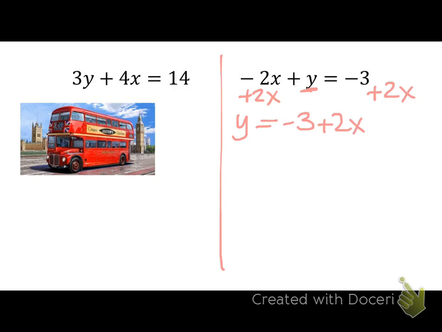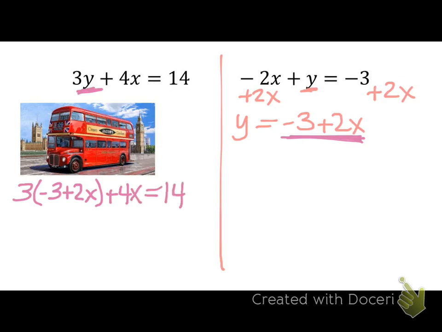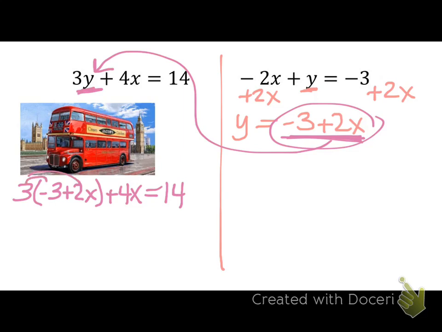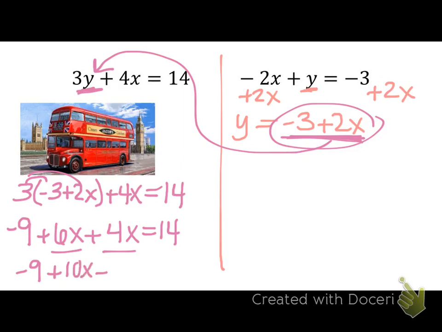Well, now I have a term isolated. So let's represent this in for my y right here. And whenever we do this, we're going to put it in parentheses, because that 3 has to distribute. So this expression is substituted in for the y here. Okay, so now we're going to distribute. 3 times negative 3 is negative 9. 3 times 2x is 6x. And we still have our 4x equals 14. If we add our like terms, we're going to get negative 9 plus 10x equals 14.